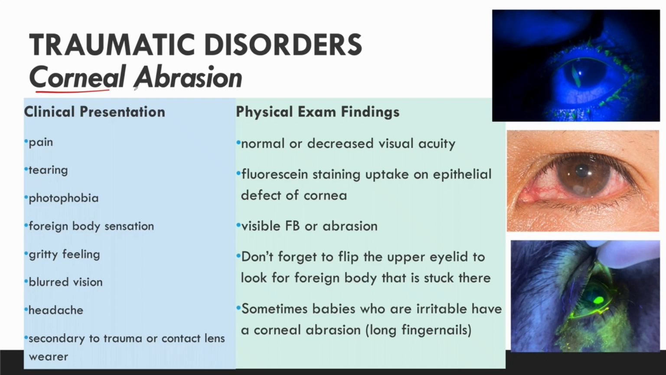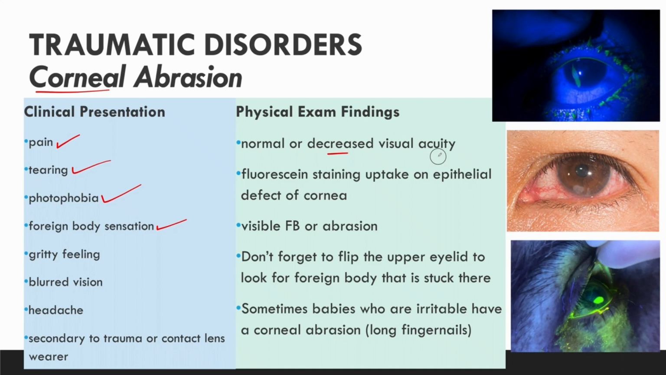But pain, tearing, sometimes they have photophobia, they feel like something's stuck in their eye, a gritty feeling, blurred vision, headache. And you can also get some corneal abrasions related to wearing contacts. But in this case, you should also look for an ulceration and an infection. Sometimes, depending on where the cut is, if it's in the visual field, in the area on the cornea where you're seeing, then you might have some decreased visual acuity.